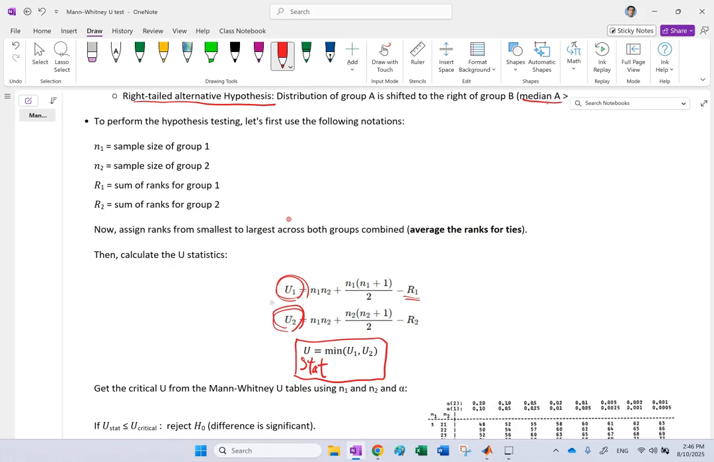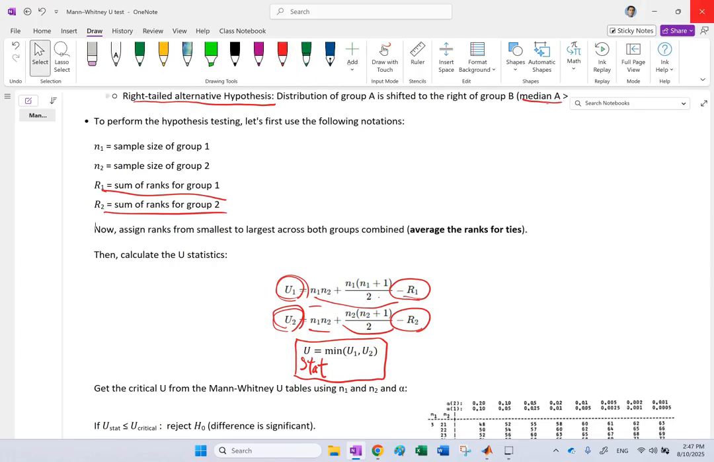Both of them have a similar term in them, N1 times N2 plus N1 times (N1 plus 1) over 2. The second one, the product term is the same. This term is just calculated using N2. And then minus the sum of the ranks of the data in group 1, minus the sum of the ranks in group 2, okay? So once we calculate U1 and U2, from the minimum of them, we get the U statistics.